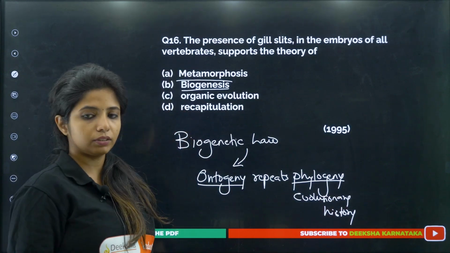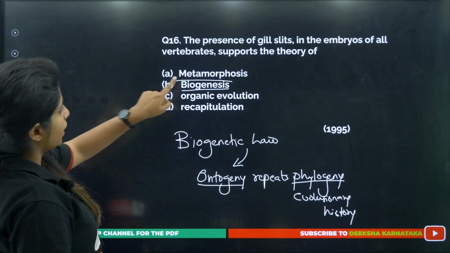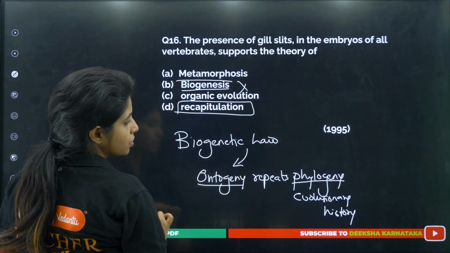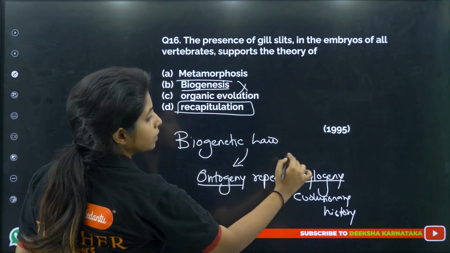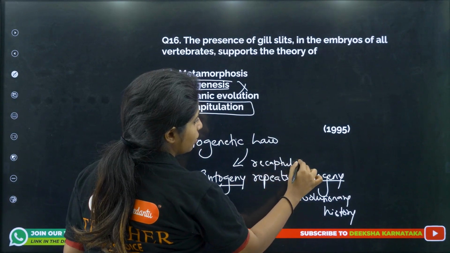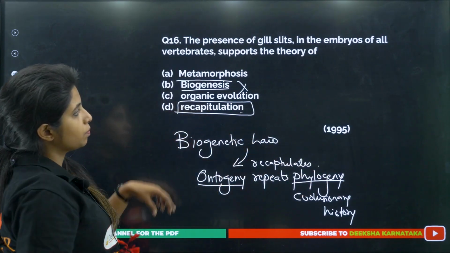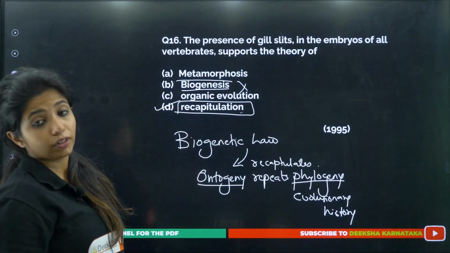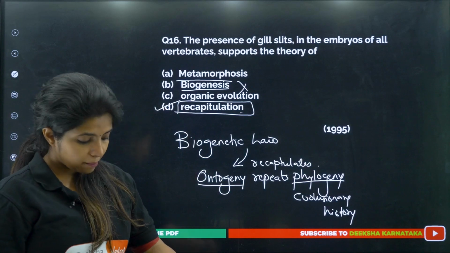Got it? So can this be the answer? Biogenesis is not the answer. Recapitulation is the answer. So ontogeny recapitulates phylogeny. So this becomes the answer. Biogenesis is something different. Biogenetic law is something different. Please do not get confused. This came in 1995, my dear children.